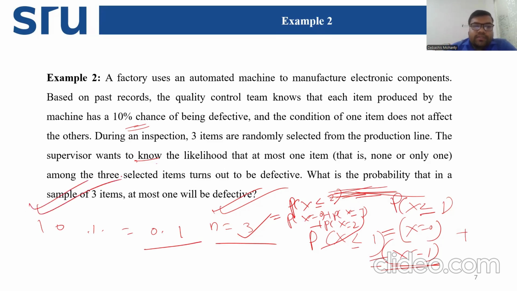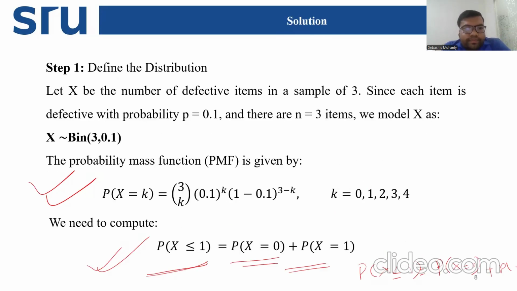Okay, students. So this is about the first question, the example. Here you can see that x is distributed as a binomial distribution with parameters 3 and 0.1. Why 3 and 0.1? Because here 3 is the number of trials.